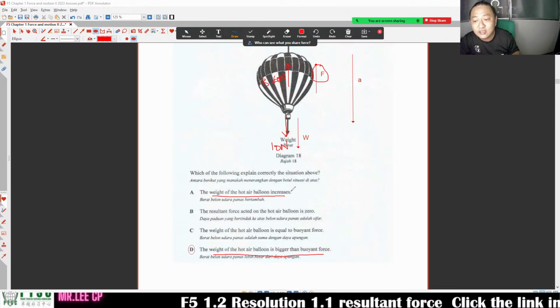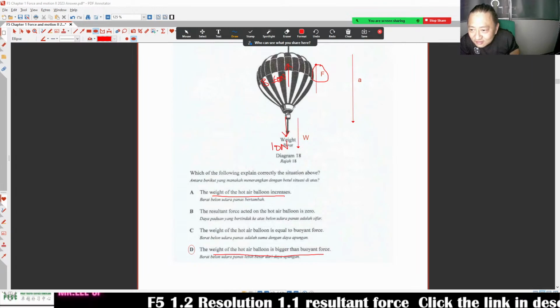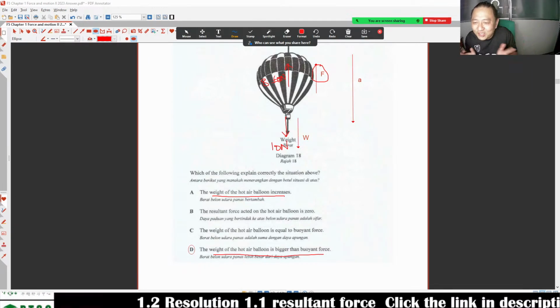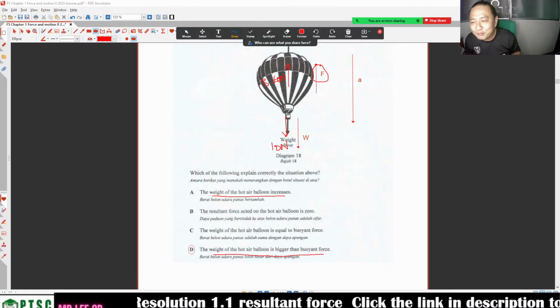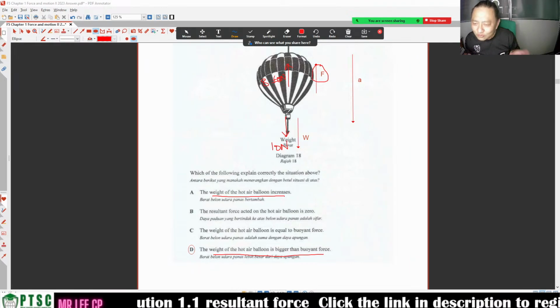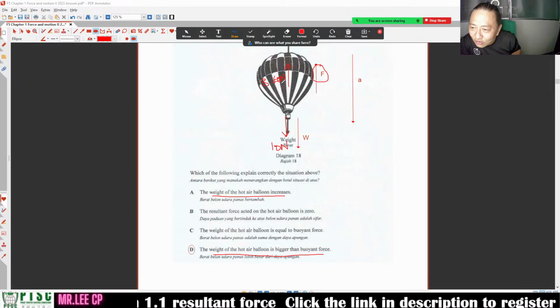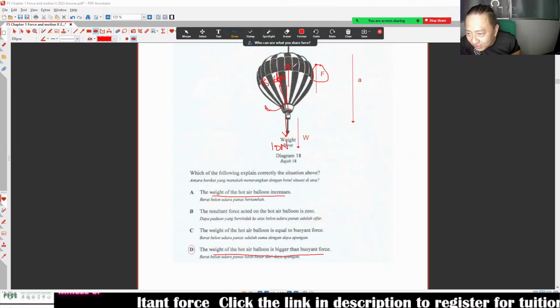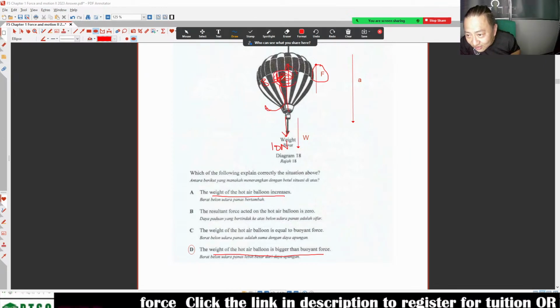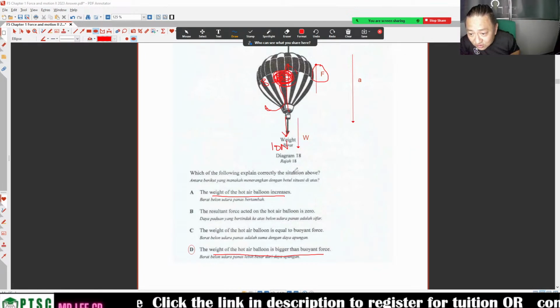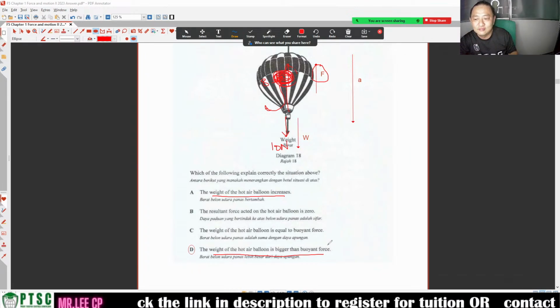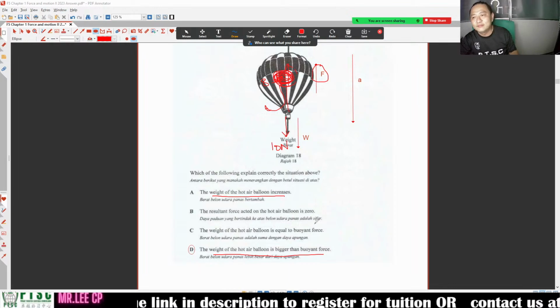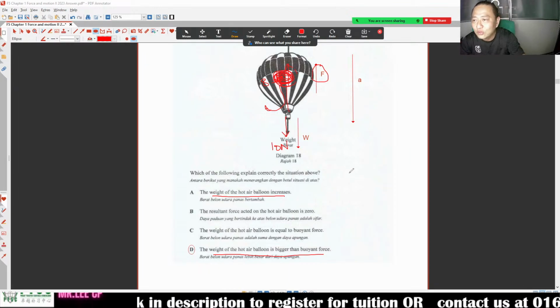Yes, boleh. But in fact, how do you increase the weight in the sky? Ask more people to jump in or what? No, you can only release the gas here or increase burning of the hot air here, make it lighter, so increase or reduce the buoyant force. Buoyant force you haven't done. Do you understand it?